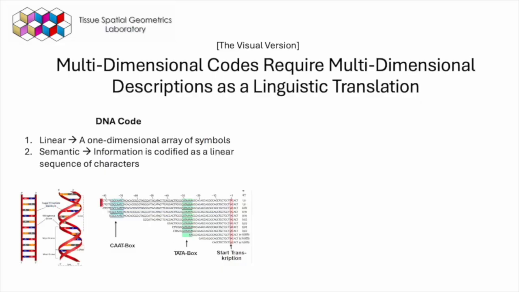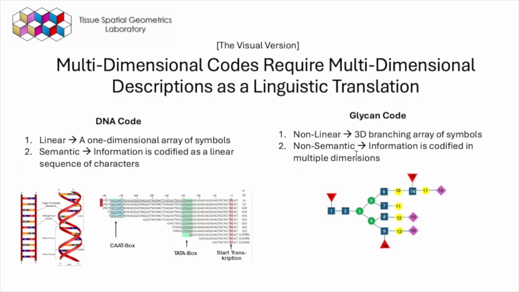One of the reasons that it's been difficult to crack this code is because it is multidimensional as opposed to DNA. The code in DNA is linear, meaning it's a one-dimensional array of symbols, and it's semantic, meaning information is codified as a linear sequence of characters. The glycan code, however, is nonlinear in that it consists of a 3D branching array of symbols, and it's non-semantic, meaning information is codified in multiple dimensions. Therefore, in order to translate, like in a language, a 3D code, we need a multidimensional approach.